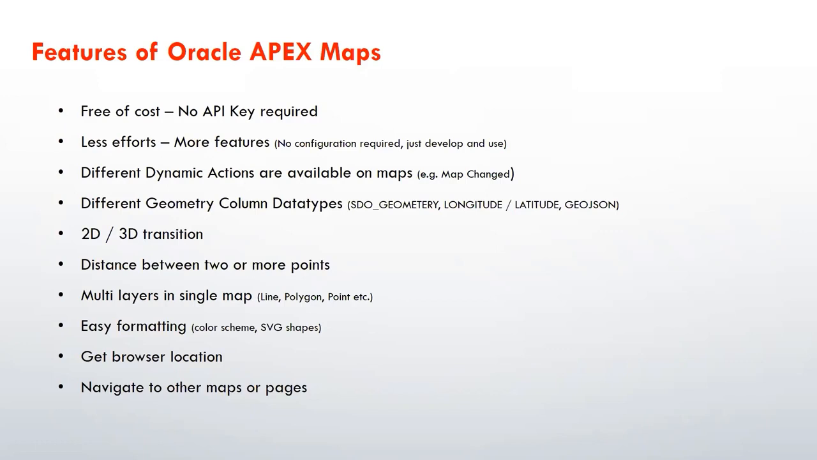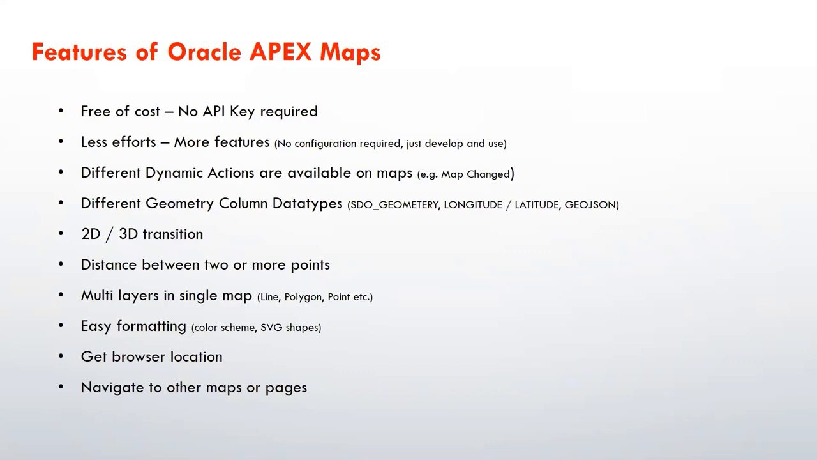The next one is we can have 2D or 3D maps, and if we have shown maps in 3D format, we can make a transition between them. We can convert those maps to 2D format as well.